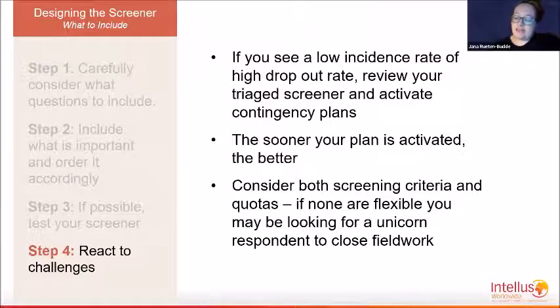So I have seen studies where the bulk of over 90% of fieldwork was completed in a week, and then the last few respondents took significantly longer to complete because you needed those elusive respondents that just perfectly fit into all of those remaining quota slots. And that's what we then call the unicorn respondent.